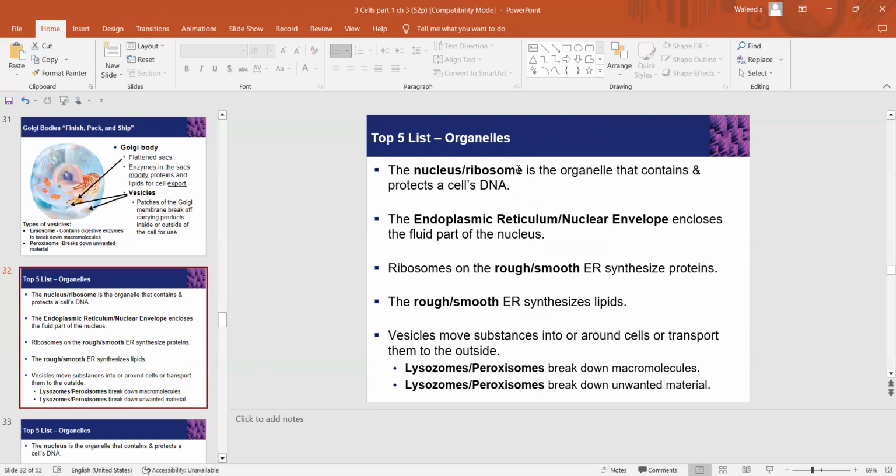Nucleus, ribosomes, they contain DNA, and this is where it's stored in the eukaryotes. The endoplasmic reticulum, yes, there is rough and smooth. It encloses or surrounds the nucleus, or works as a nuclear envelope. The ribosomes can be smooth or rough.